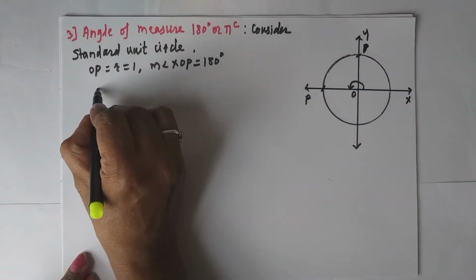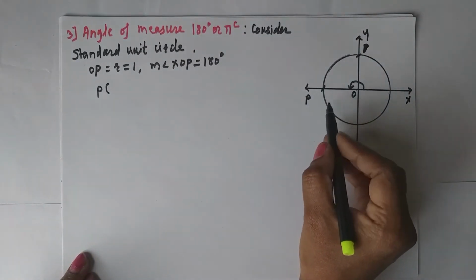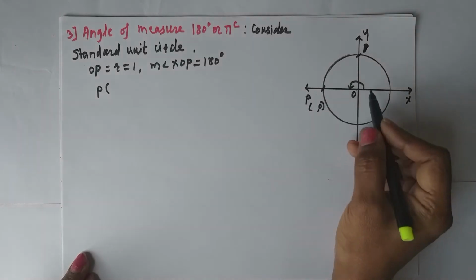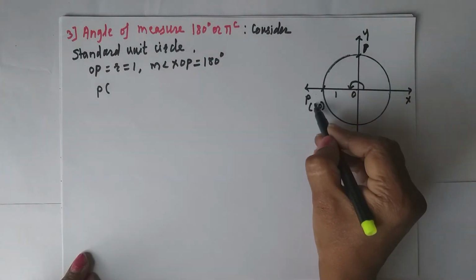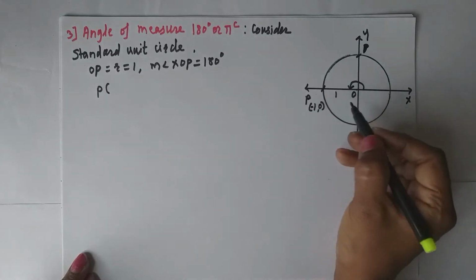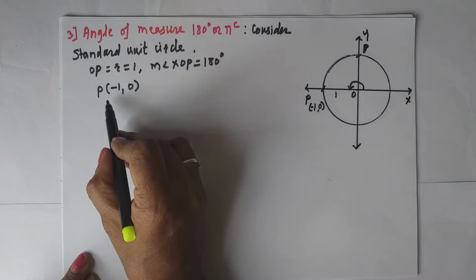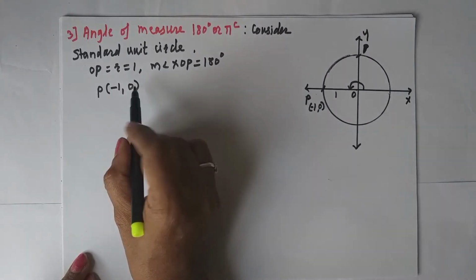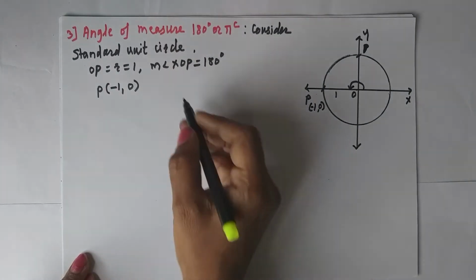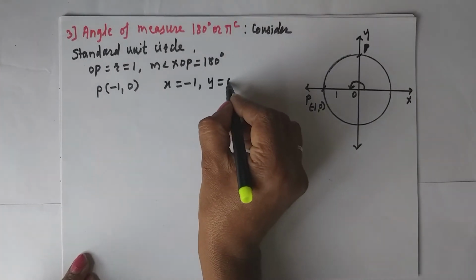Okay, then what will be the coordinates of point P? As P lies on the negative direction of the x-axis, its y coordinate will be 0. And as this distance OP is 1, the x coordinate will be 1, but in the negative direction, therefore it will be minus 1. It is the negative direction of the x-axis, therefore the coordinates of P will be minus 1, 0. Radius is 1, but the x coordinate will be minus 1. Okay, so the value of x is minus 1 and y is 0.